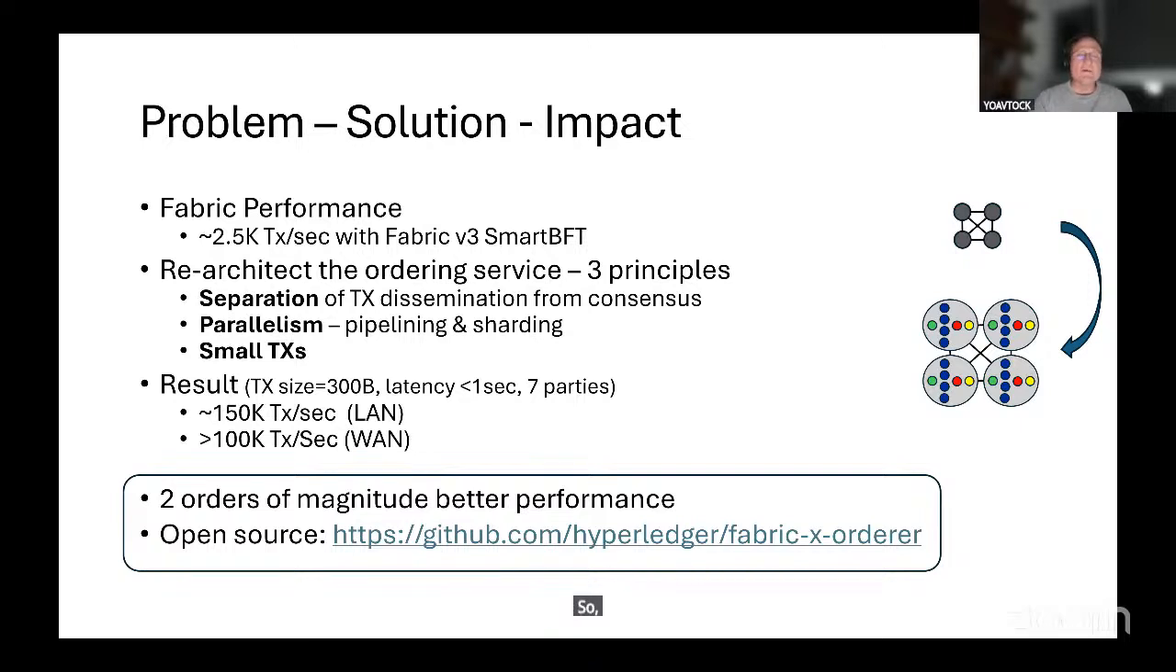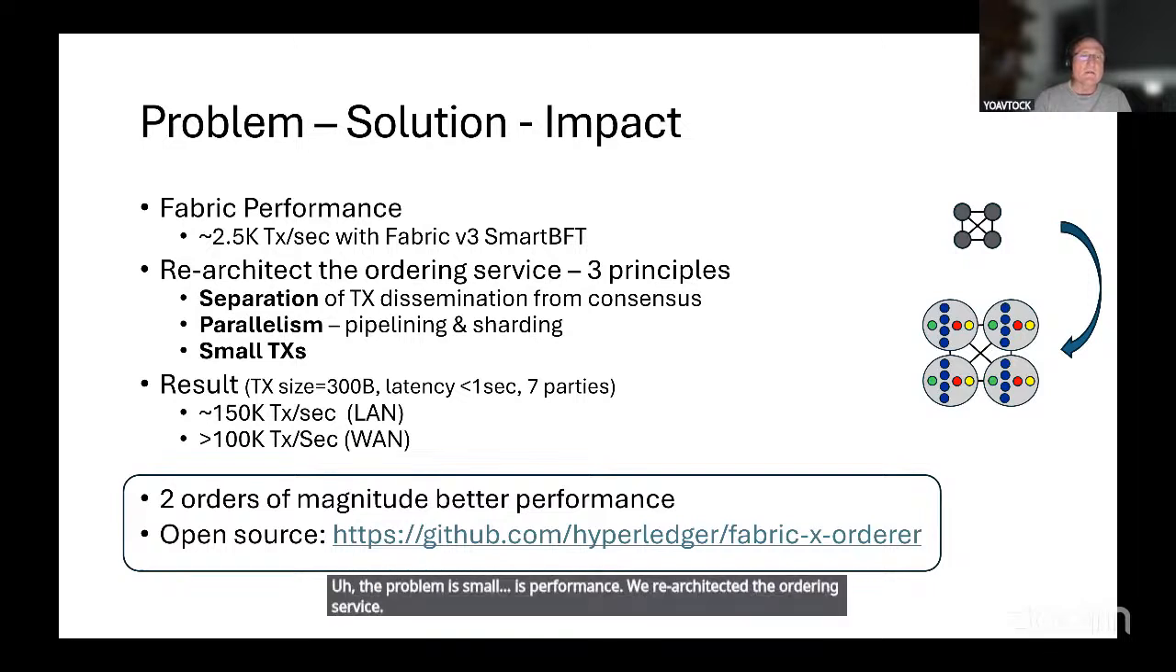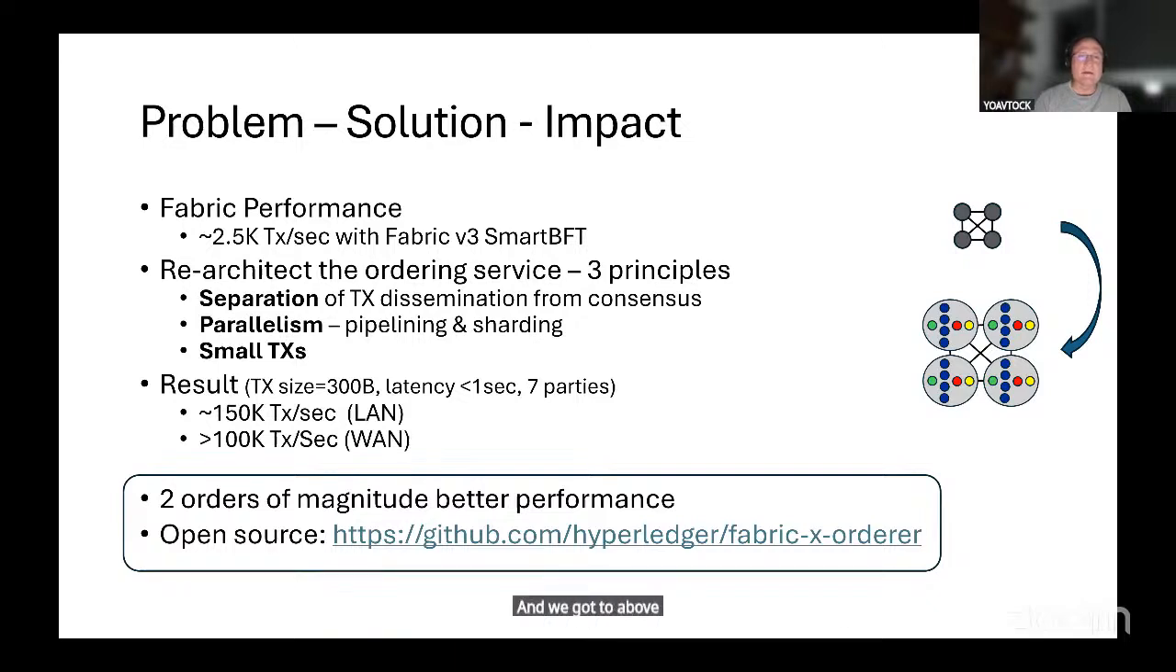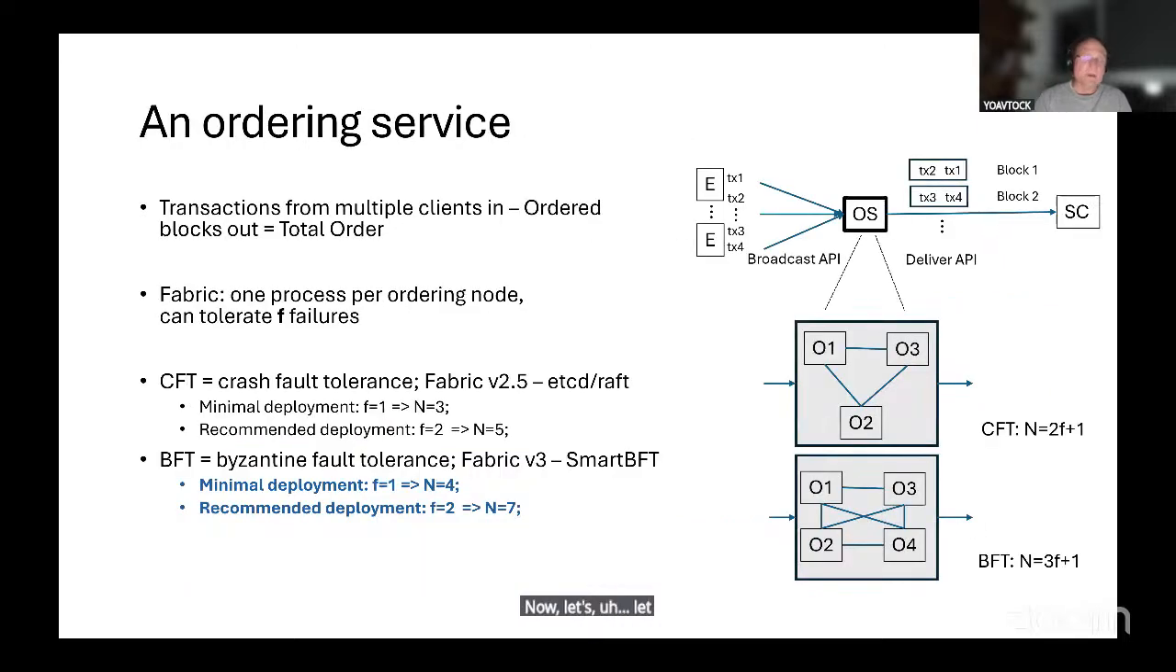So if you need to remember just one thing from this presentation, this is it. The problem is performance. We re-architected the ordering service, and we got to above 100K TX per second on both LAN and WAN. Now let's dive a little deeper into the technical details.